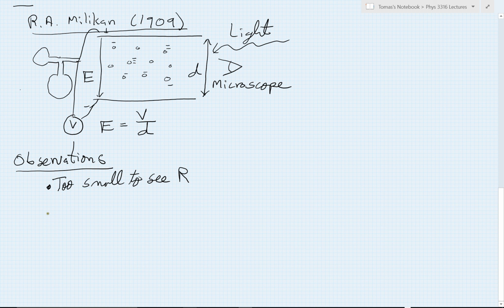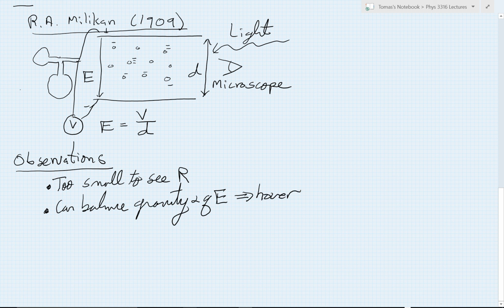The next thing that we observe is that we can balance the gravity and the electric force. The electric force, of course, is Q times E, and we can actually get these drops to hover. That gives us some very key information. If we can get them to hover, we can begin to figure out how much charge they are carrying.